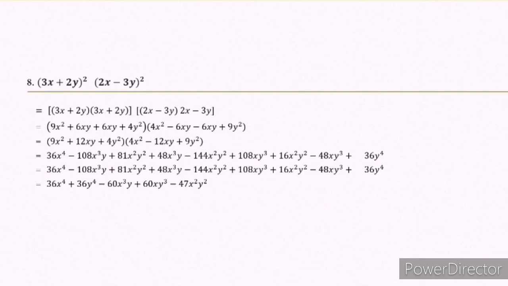Then combine the like terms. 6xy plus 6xy is equal to 12xy. Then 6xy plus 6xy is equal to 12xy, it is right there, just the same. Then multiply it.